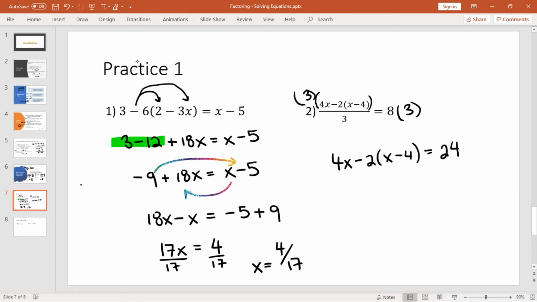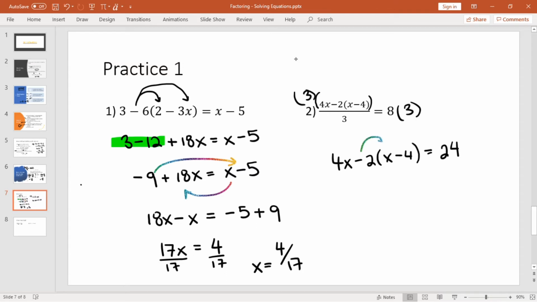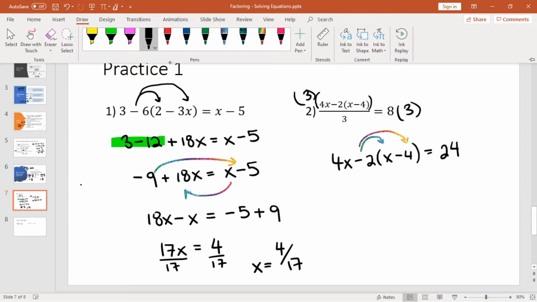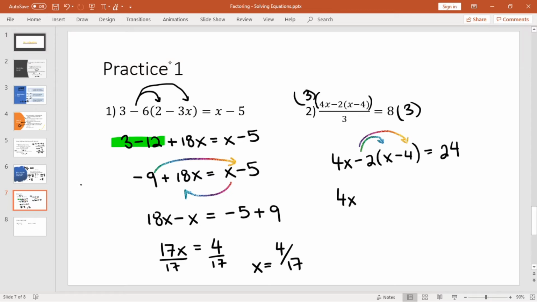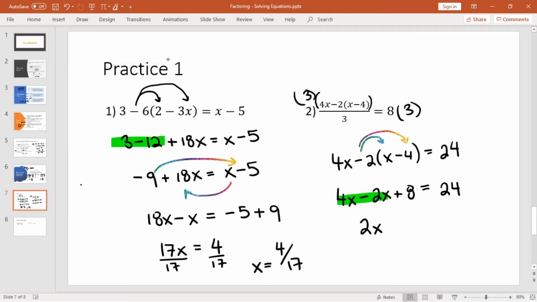Okay, we're going to distribute our negative 2 to get rid of the brackets. 4x, and that becomes minus 2x plus 8 equals 24. I can gather a bit on this side. 4x, and I have 2x plus 8 equals 24.